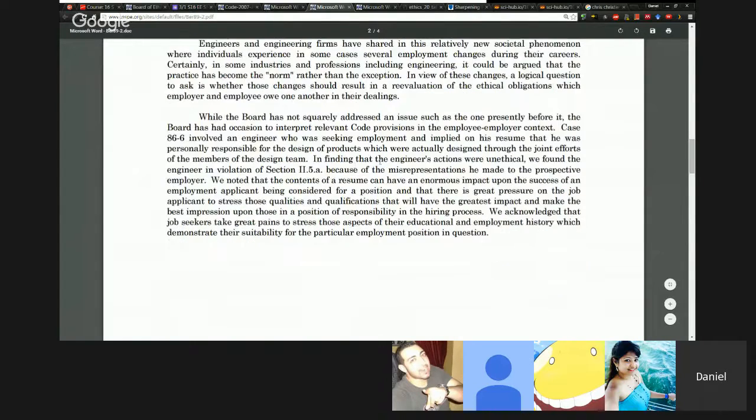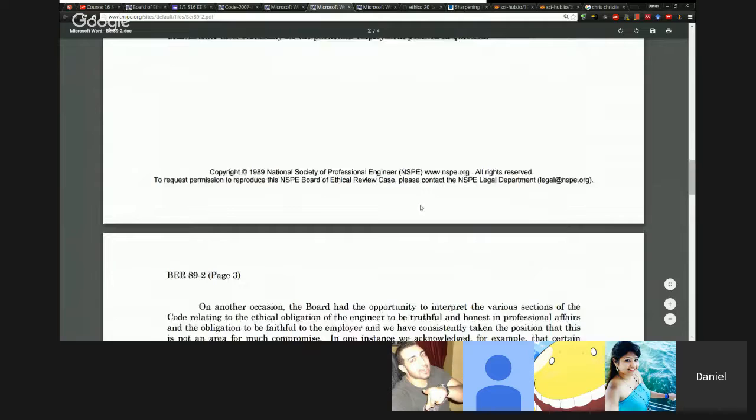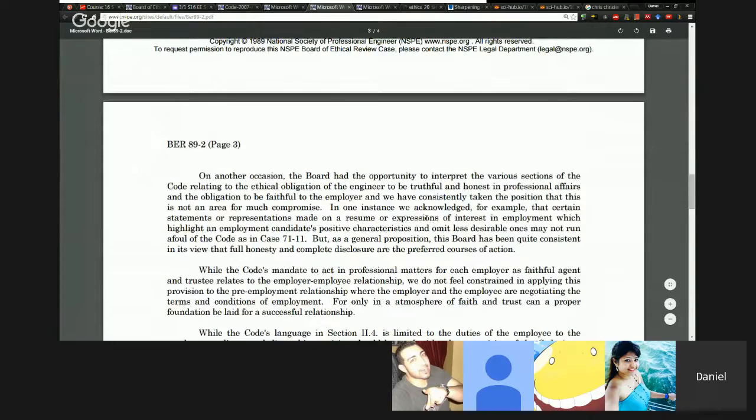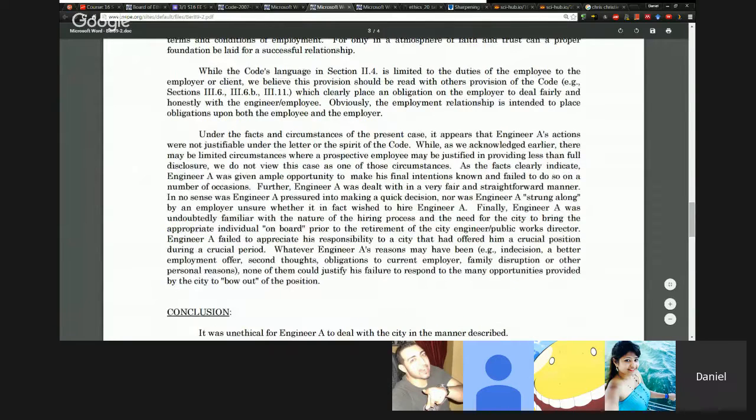The problem here is the stringing along, right? The engineer made misrepresentations to his prospective employer, misrepresented his commitments, misrepresented the time frame in which he can decide these things. Even if job seekers take great pains to accommodate the interests of the potential employer, this goes beyond that to the point that it's unethical. He's not acting faithfully. Engineer A's actions were not justifiable under the letter or spirit of the code.